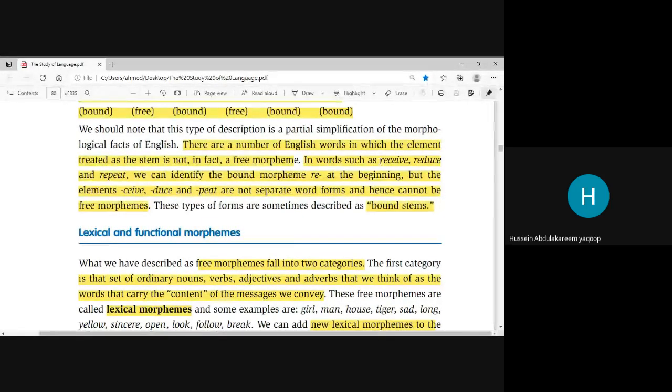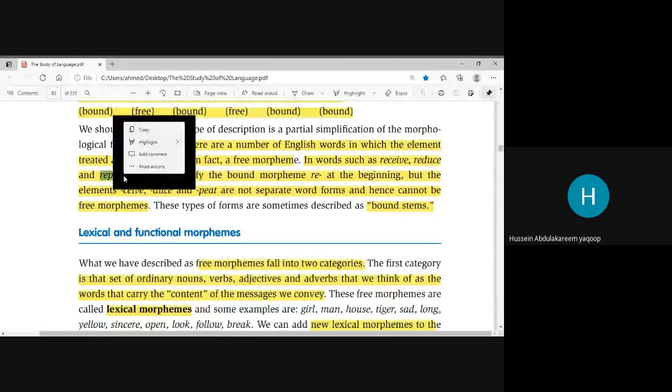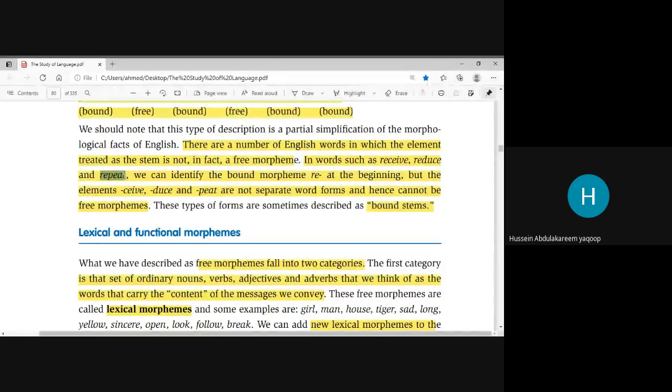Because in the first example, renew, it means again. But here, it's basic in this word. We cannot split it. If we do, what will happen, Fatma? If we split RE from ceive, what do we get? It won't have any meaning. It's not a word. Right, meaningless. So you see here we have different examples: receive, reduce, repeat. Repeat also, RE cannot be split from PEAT. If we do, we get a meaningless element.